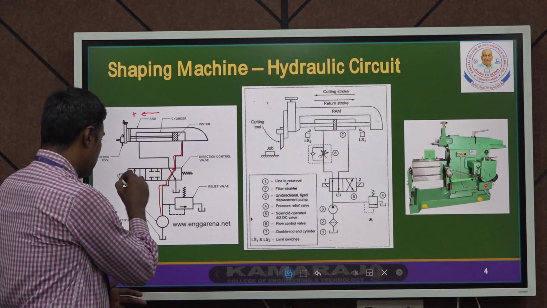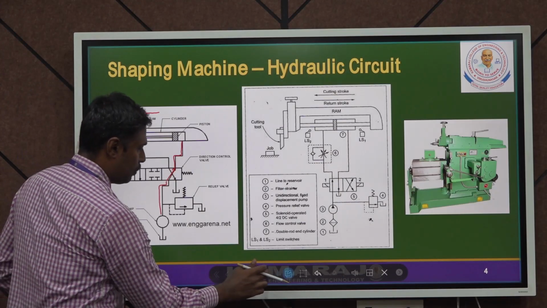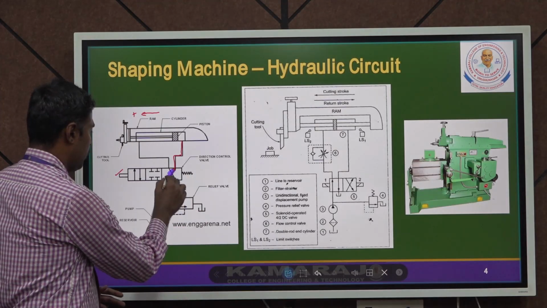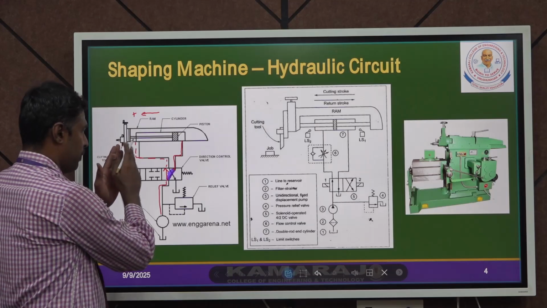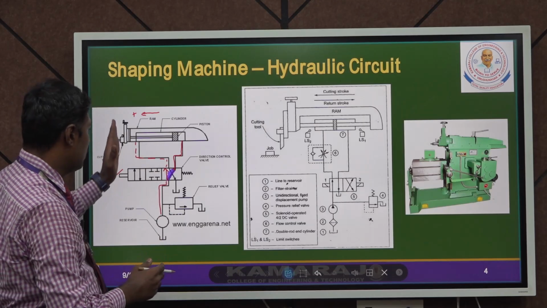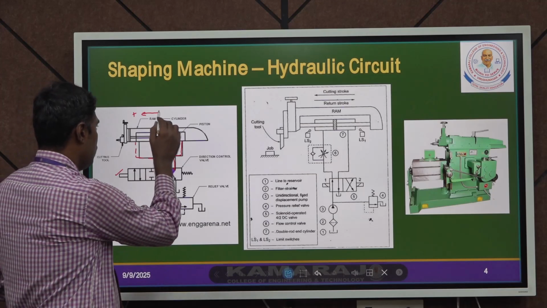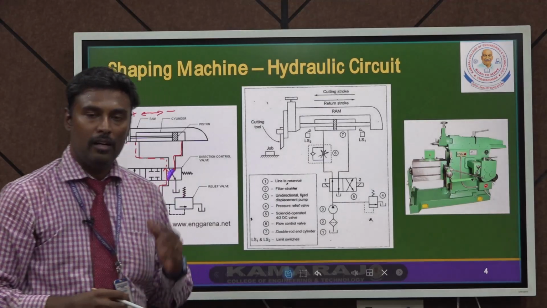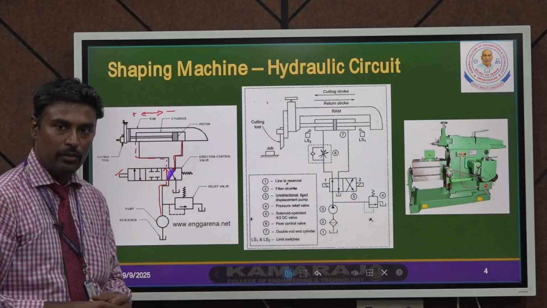Once the position has been reached, the fluid supply goes to the back position again. So to retract, we apply the fluid from this place, and the fluid is transferred to the rod end of this particular ram. So here the ram is moving backwards. This is the normal operation of a hydraulic shaping machine based on this circuit.